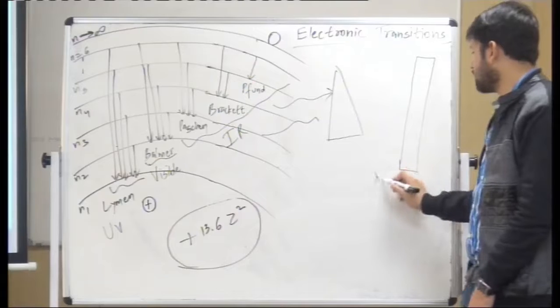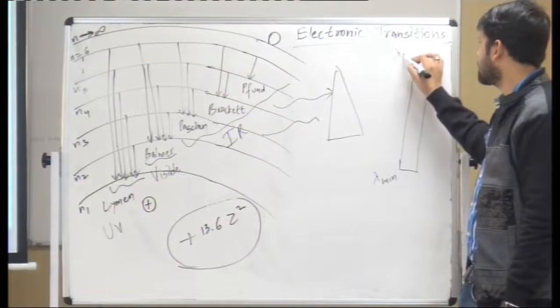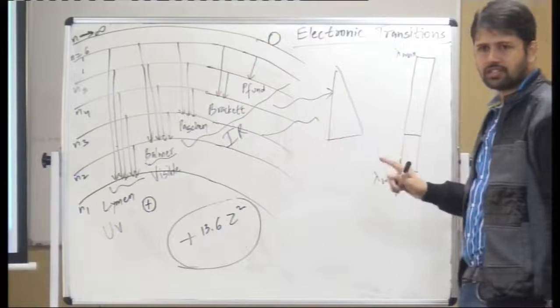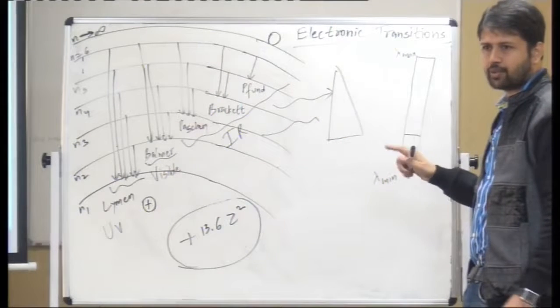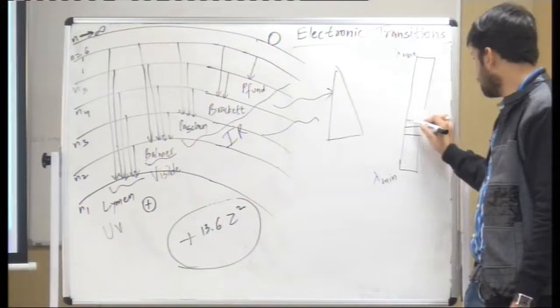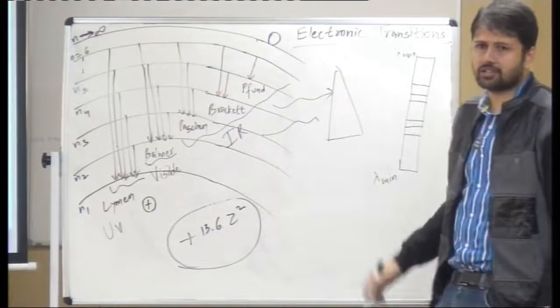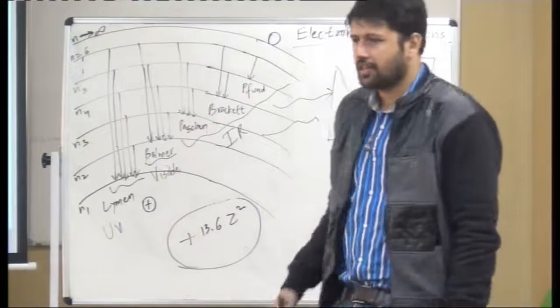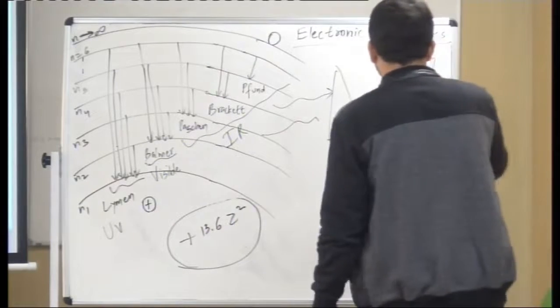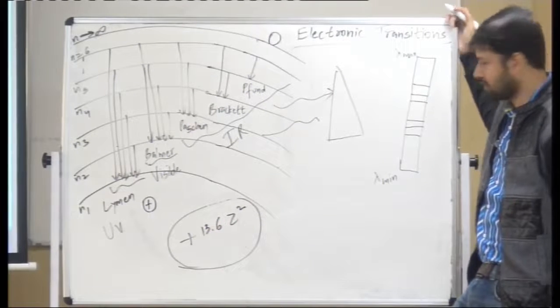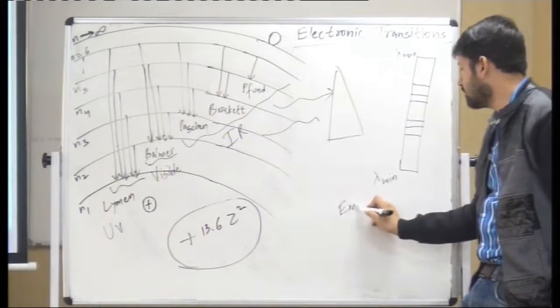So here this is minimum wavelength, here this is maximum, and one transition, one photon, one type of light would be represented like this. So there would be a few lines like this. Some would represent Lyman, some would represent Balmer, and so on, right? So this is called the line spectrum, the emission line spectrum.